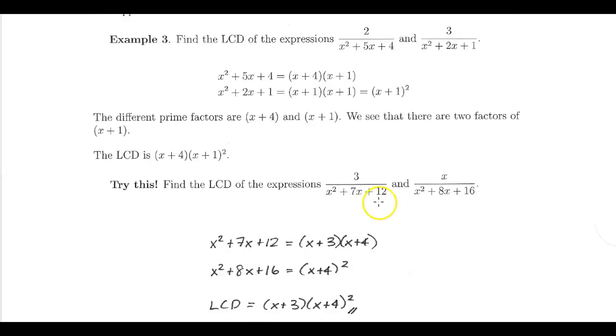Okay, so x squared plus 7x plus 12 factors into x plus 3 times x plus 4, and x squared plus 8x plus 16 factors into x plus 4 squared. It's a trinomial square. So I need an x plus 3 and an x plus 4, but x plus 4 is raised to the second power, so I need the x plus 4 raised to the second power. Okay, so the least common denominator will be x plus 3 times the square of x plus 4.